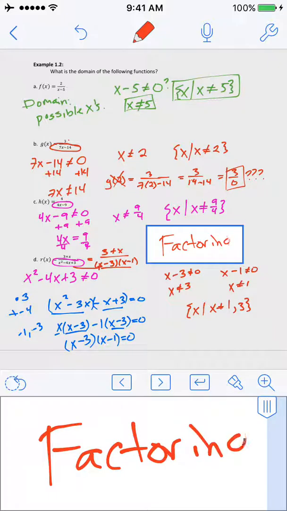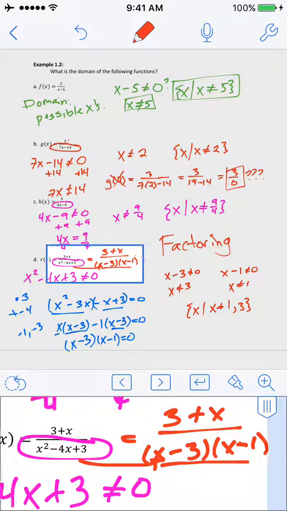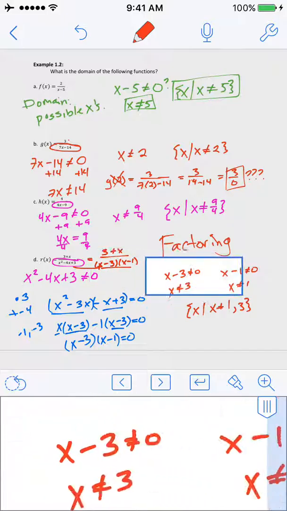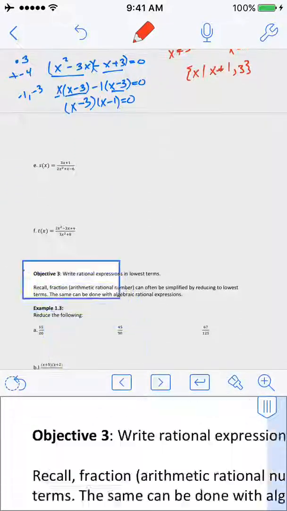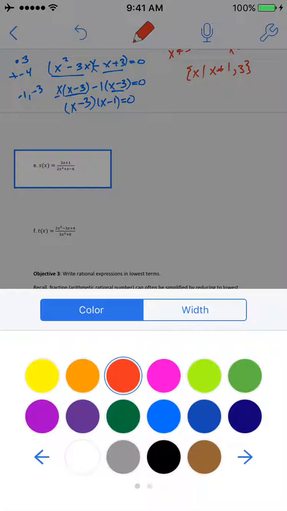Yeah, it's not going to go away. Sorry, we're going to use this the rest of the year. So start with factoring. Then see which ones they cannot equal, right? And then you get your domain. They cannot equal 0.